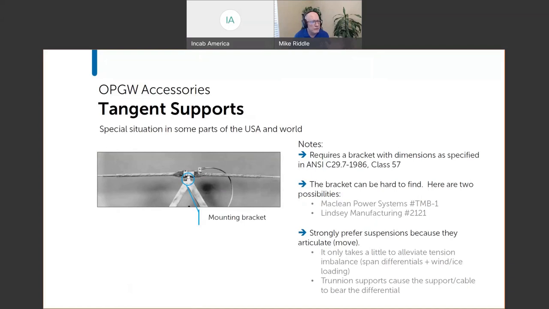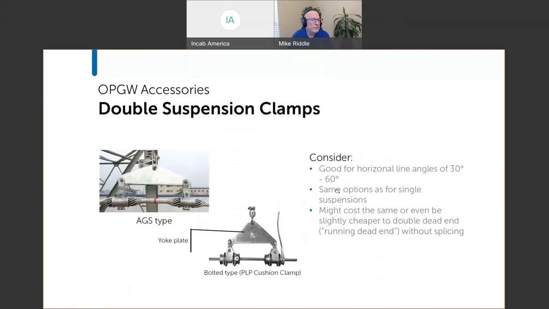But I strongly prefer suspensions anyway, because a suspension clamp allows articulation. What I really mean is a little bit of swing left or right. And it only takes a little to alleviate a significant tension imbalance, which you can get when you have a long span on one side and a relatively short span on the other. That difference gets amplified under wind and ice loading conditions. A suspension clamp will move to alleviate that imbalance, and it only takes a little to alleviate a lot. When you use a trunnion clamp like this, the trunnion clamp and the cable and the support are essentially just sucking it up to endure that imbalance. I just don't think that's good for the cable long-term. So I strongly prefer the suspension design concept.